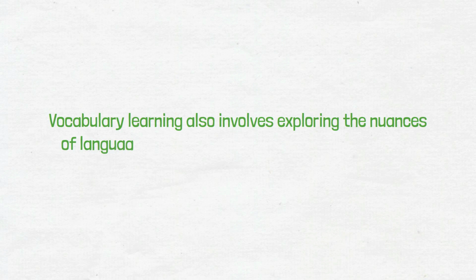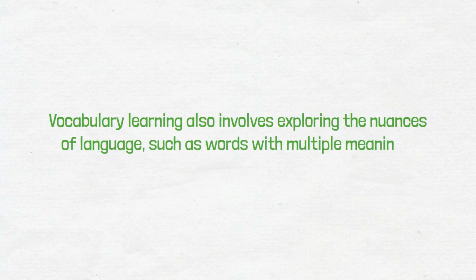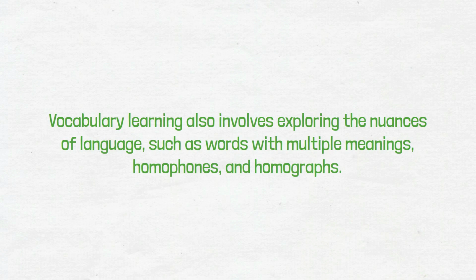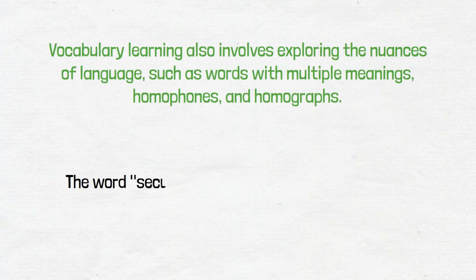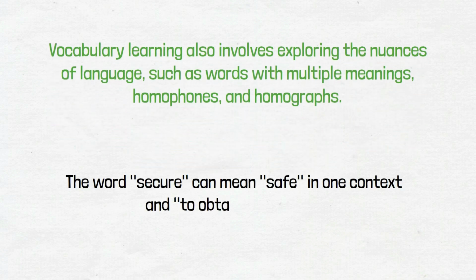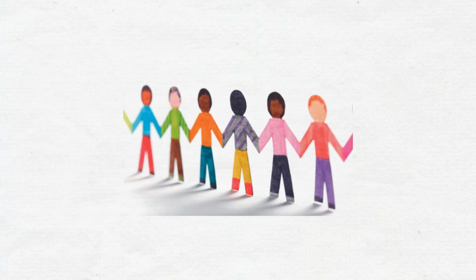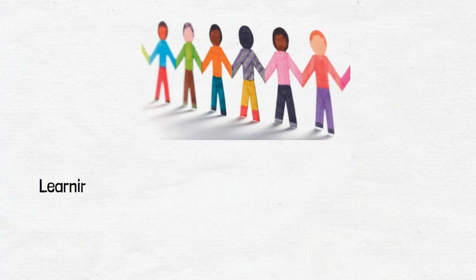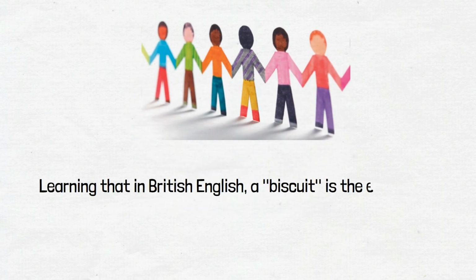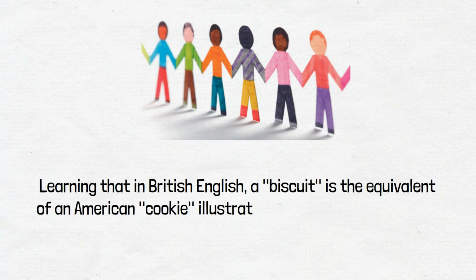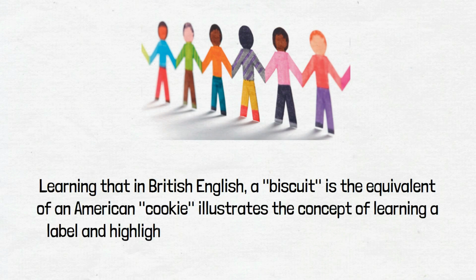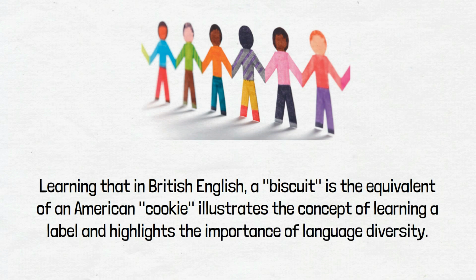Vocabulary learning also involves exploring the nuances of language, such as words with multiple meanings, homophones, and homographs. For example, the word secure can mean safe in one context and to obtain in another, requiring students to use contextual clues to determine the intended meaning. Similarly, understanding cultural differences in word usage enriches students' vocabulary. Learning that in British English, a biscuit is the equivalent of an American cookie illustrates the concept of learning a label and highlights the importance of language diversity.